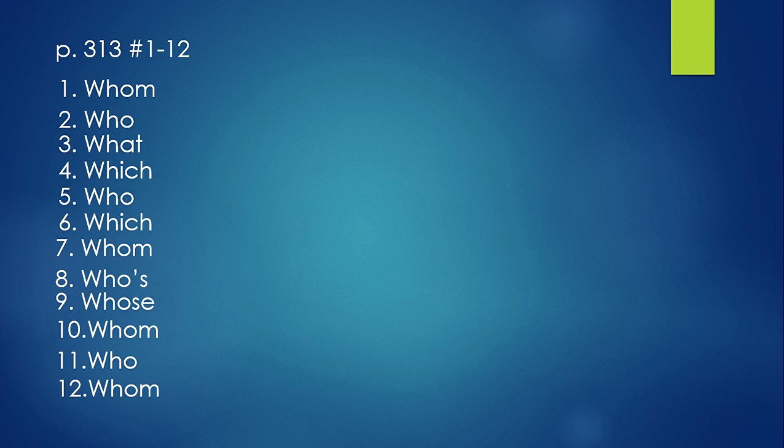You need to then continue on for numbers 13 through 20 on page 314. It says correct each sentence in this part of a transcript from a TV quiz show. There are 8 errors in the use of interrogative pronouns. So make sure that you correct that, type that out.